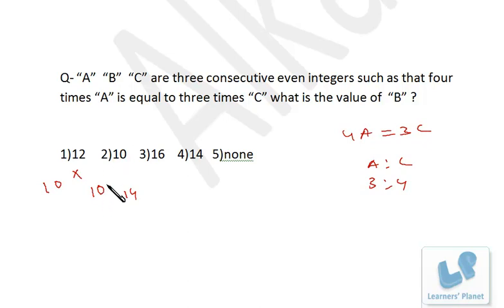Now if it is B, then A can be 10 and C must be 14. I'm sorry, this must be 8 and this must be 14. So even in this case, A is not multiple of 3, so even this is incorrect. Similarly here it is 14 and 18. Again, it's not multiple of 3. Here if we see 12 and 16, right? So this is multiple of 3, this is multiple of 4, both of them are correct, and 4 times 12 is equal to 3 times 16, so that is also matching. So this is the correct choice. Okay, no need to go for any sort of equations.